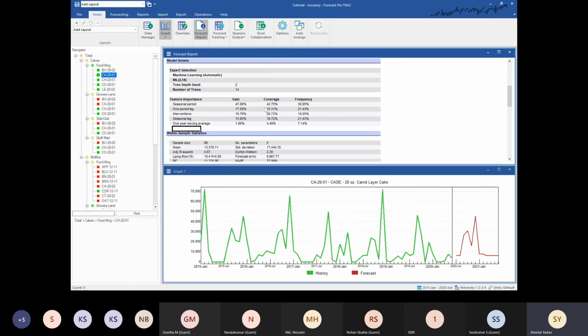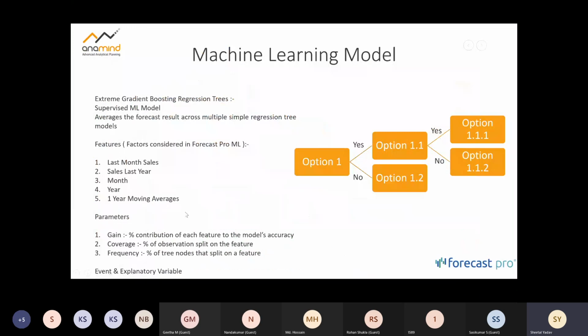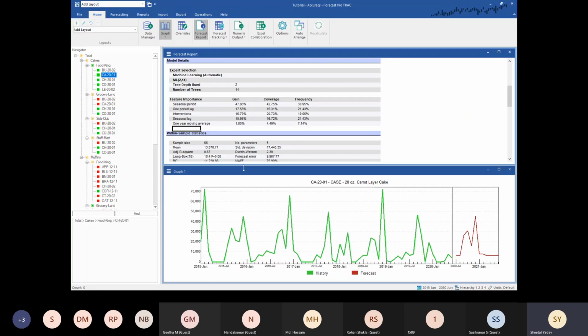And then we have the coverage. When we look at the coverage, it is basically the percentage of observation splits of the features. The relevance basically tries to determine the relevance of each feature to forecast each observation. Then we have the frequency, which is the percentage of tree nodes that split on a feature. So these are the three parameters that the system depicts over here.